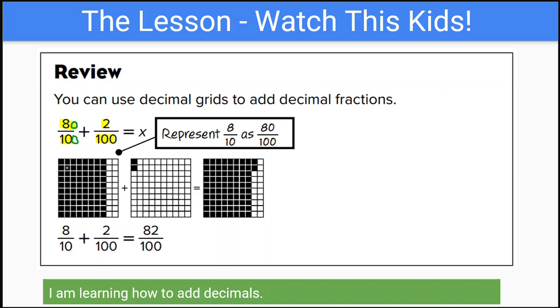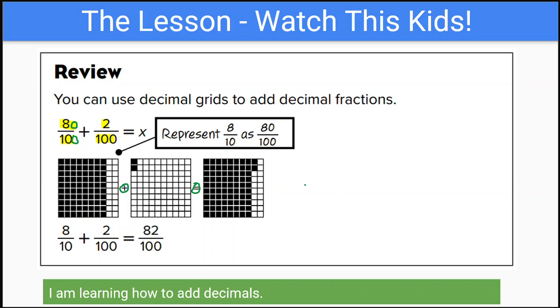That's it. So here you have 80/100, here you have 2/100, and if you put them together, right, if you want to add them, all right, we're going to find the sum, all right? This right here would be 80/100. Now they wrote it down here like this. They wrote down 8/10 plus 2/100 equals 82/100.